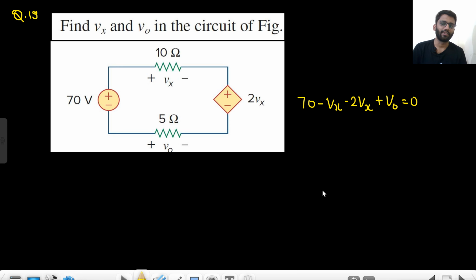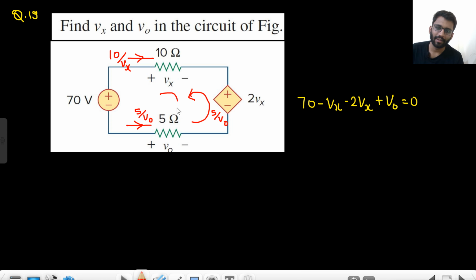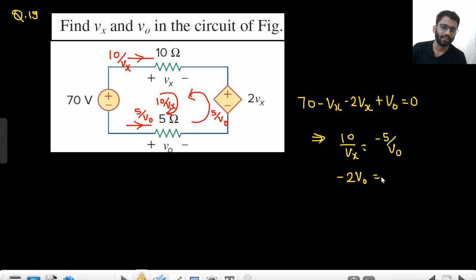One more equation you can write. What will be the current through it? 10 by Vx. What will be the current through this? 5 by V naught. So 5 by V naught current is flowing in this direction, and 10 by Vx current is flowing in this direction. From here we can conclude 10 by Vx is equal to minus 5 by V naught. So basically minus 2 V naught is equal to Vx.